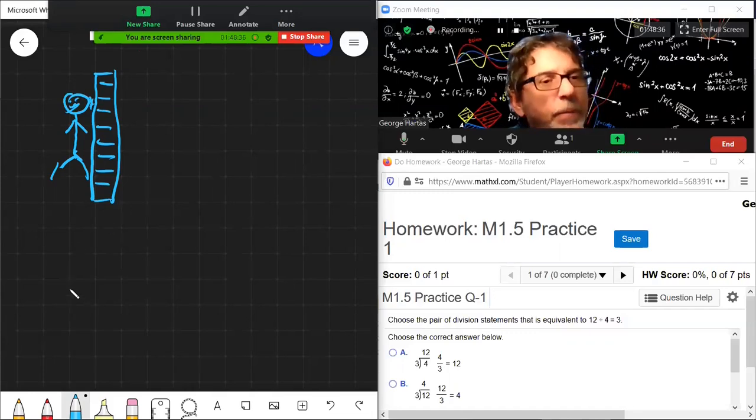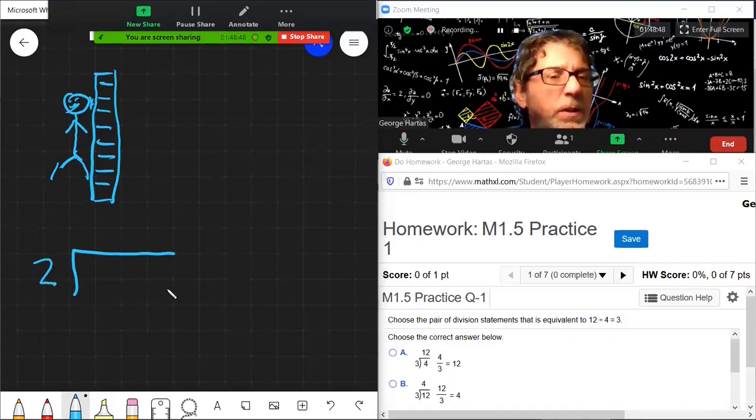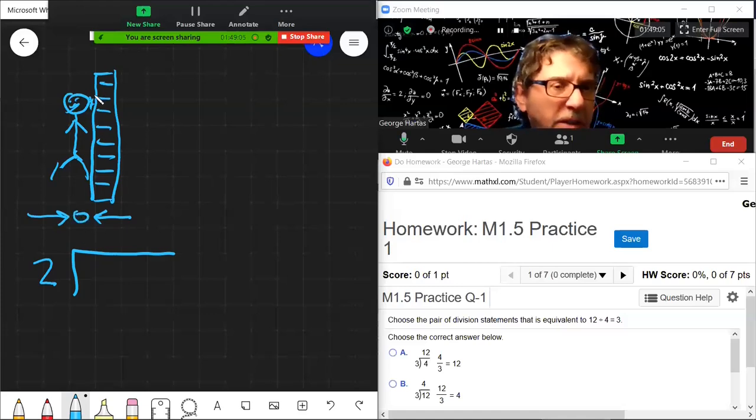All right, now let's use division to see if we can figure something out. I know that my stride length is 2 feet. Now, how far is the wall from me? 0, because it's touching. I'm touching the wall. My face, my hair is touching the wall. So the distance between me and the wall is 0.